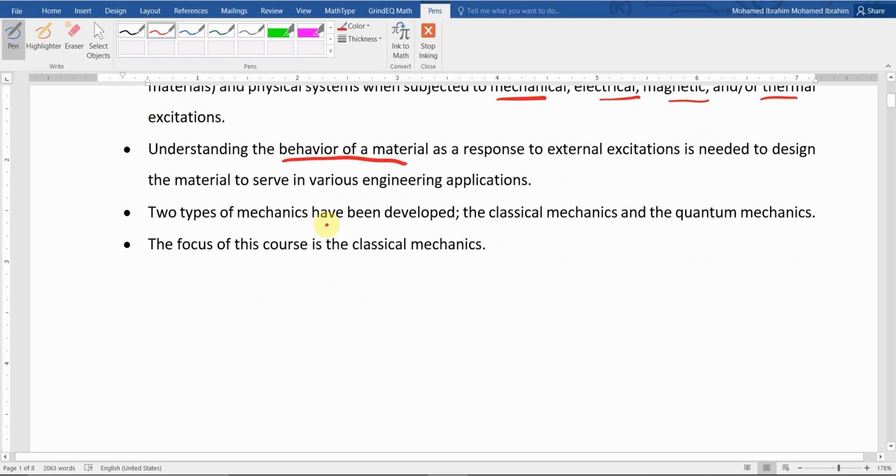So in general, we have two main types of mechanics. We have the classical mechanics and we have the quantum mechanics, I'm sorry. The quantum mechanics is more advanced mechanics, which the guys who are interested in physics already use a lot. But the classical mechanics is going to be our main focus. So we're going to focus through this course on the classical mechanics. Make sense? So this is a very quick introduction.